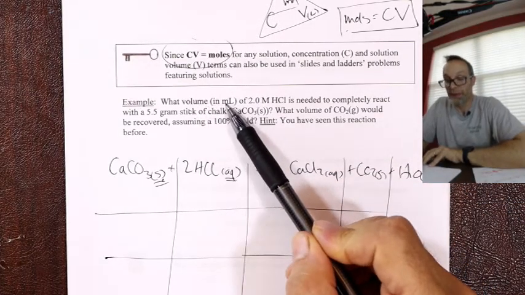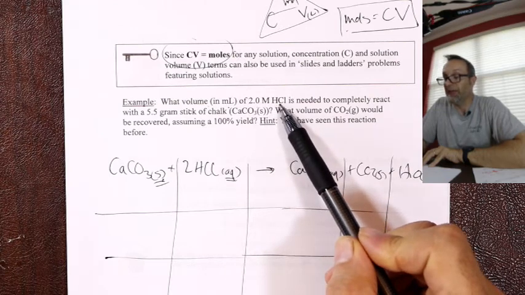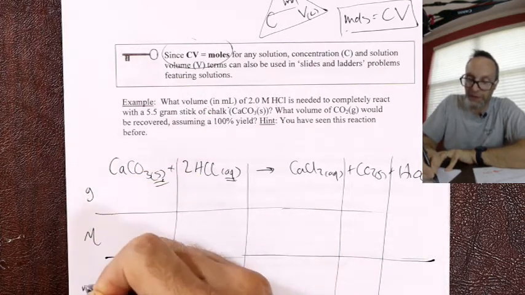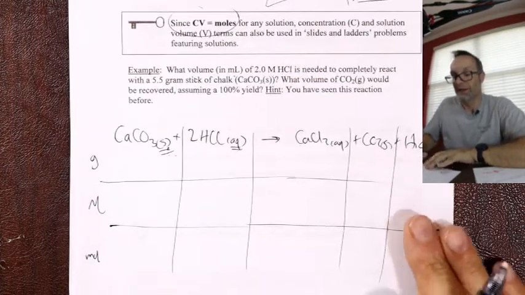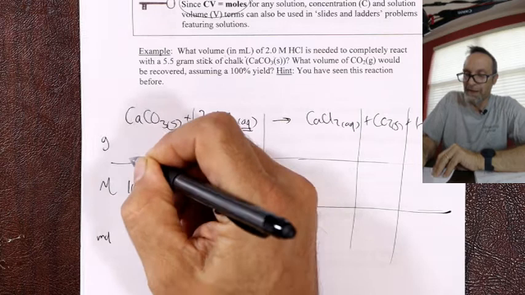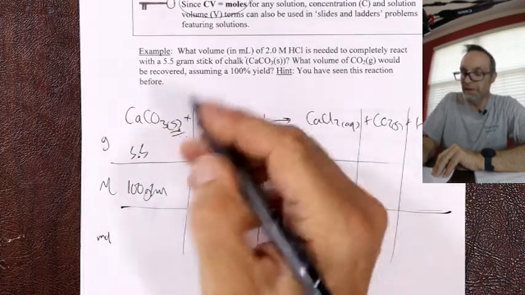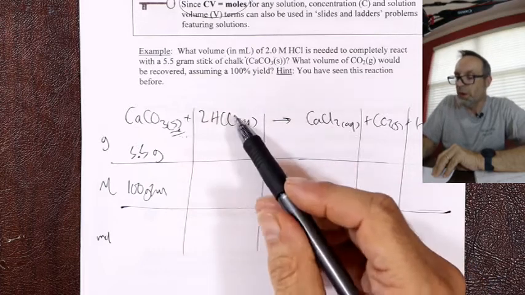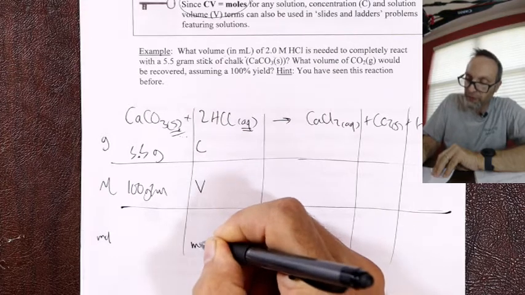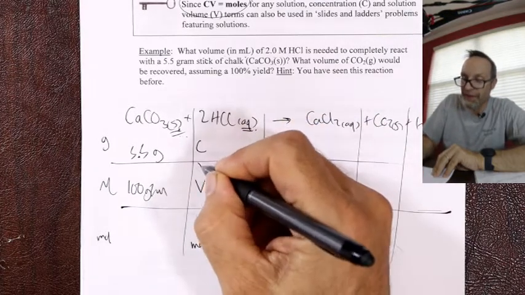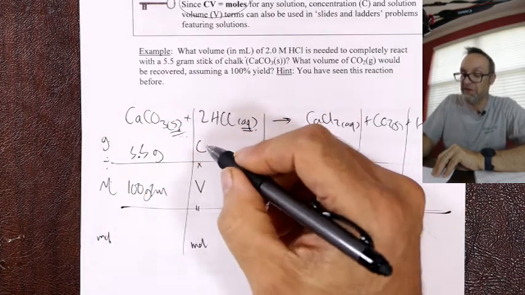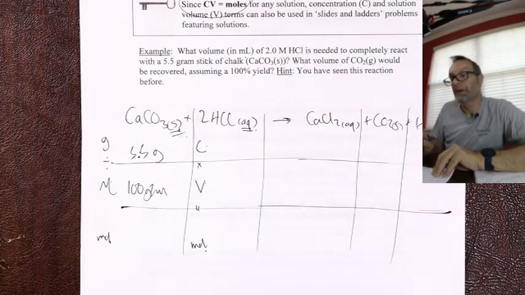What volume, and it wants milliliters, of 2 moles per liter strength HCl is needed to react 5.5 grams of chalk? So there's my grams, my molecular weight, and my moles as normal for the solid. If you remember, chalk was 100 grams per mole, and we have 5.5 grams. It says what volume. Now here's the thing: concentration times volume is moles for an aqueous. So that times that equals that. We divide to go down. Grams divided by molecular weight is moles for a solid. Concentration times volume equals moles for a solution.